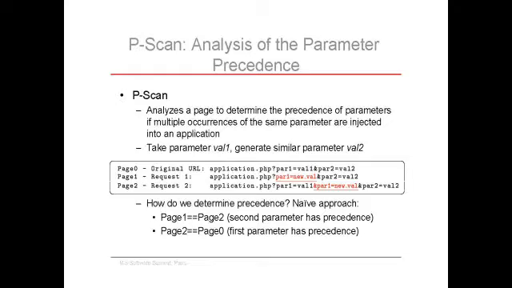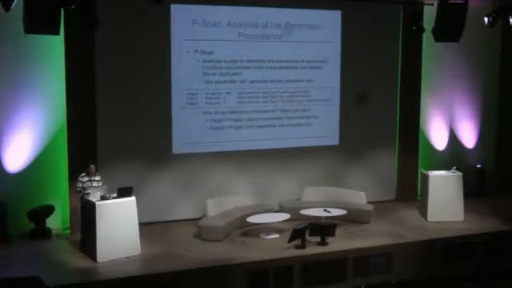The pscan component analyzes a page to determine the precedence of parameters if multiple occurrences of the same parameter are injected into an application. So what we do is we take a parameter val1 and we generate a very similar parameter val2, and then we just provide it to the application. The original URL in this case would be, say, these two parameters, 1 and 2, but we provide another parameter with a new value, and then we provide the same parameter twice, right? So this is val1, and then we provide the same parameter with a different value, and then we try to determine by comparing the pages which parameter is actually given precedence. So if page is equal to page 2, the second parameter would have precedence. If the page is equal to the first page, the first parameter would have precedence. So we try to compare and see how the application actually reacts. So this would be the first step.